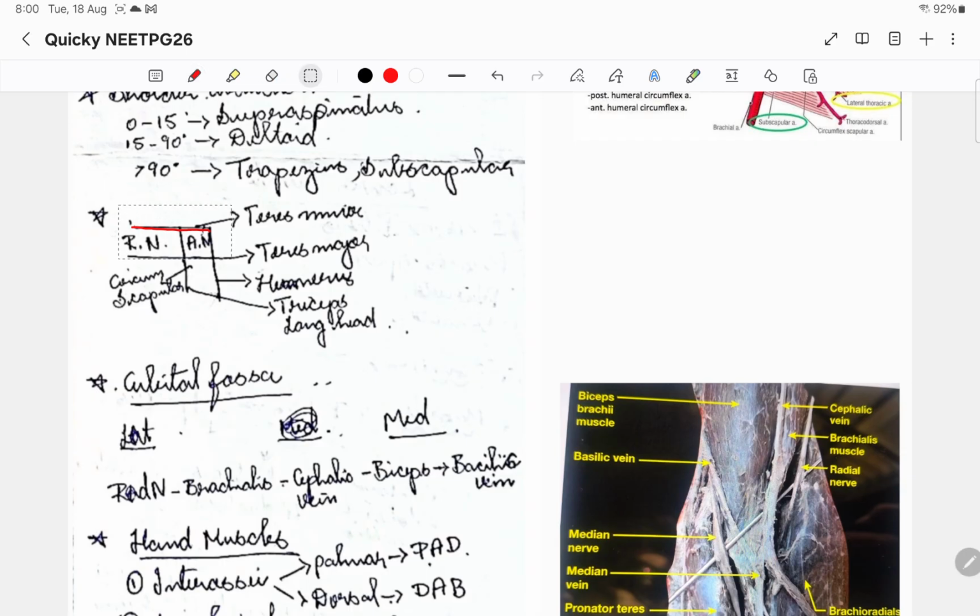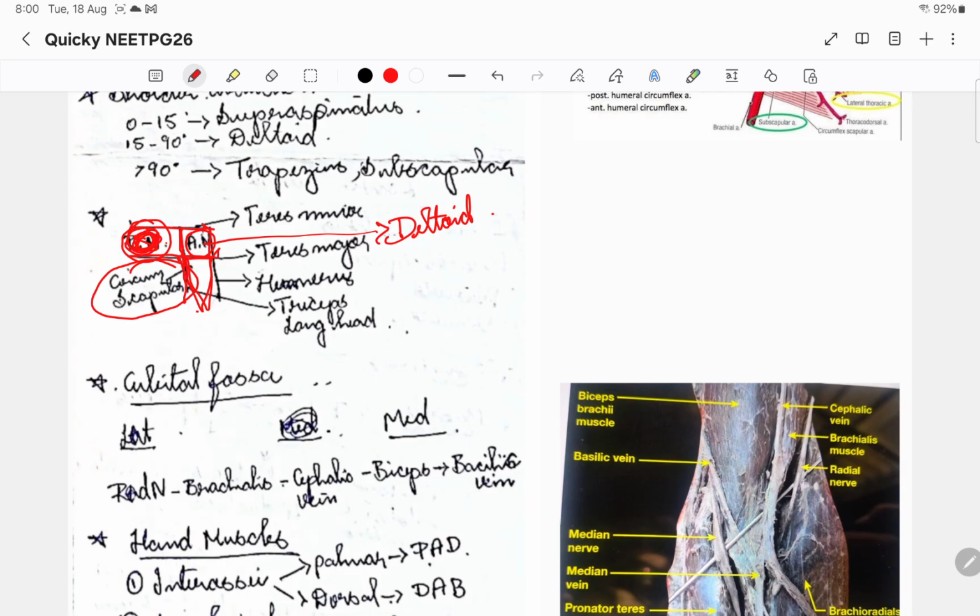So the first space is the triangle that is formed by the teres minor, teres major, and the long head of the triceps. Here the radial nerve will be passing through. In this space the radial nerve will be passing through, and in the square it will be the axillary nerve that will be passing through. The axillary nerve will be supplying the deltoid. Then here, the circumscapular vessels, the lower triangle.